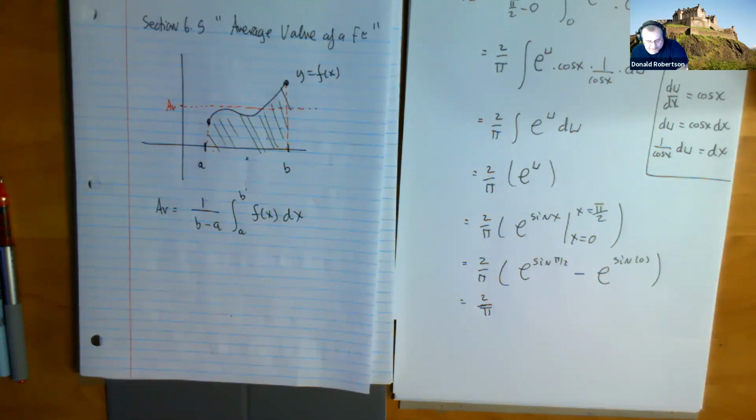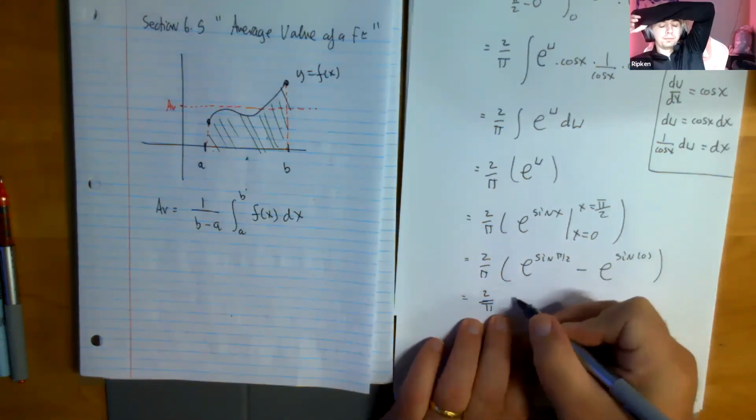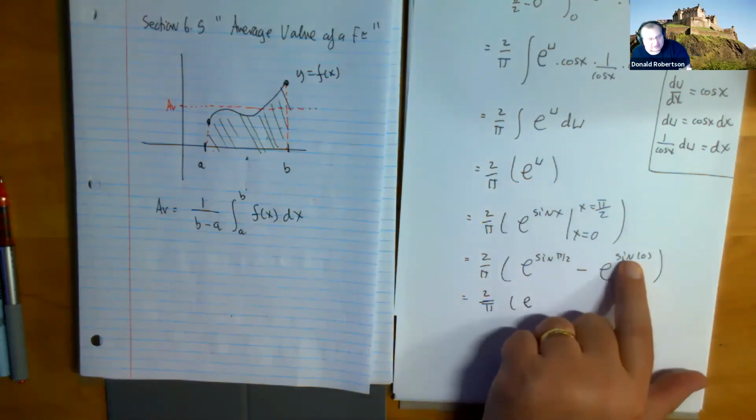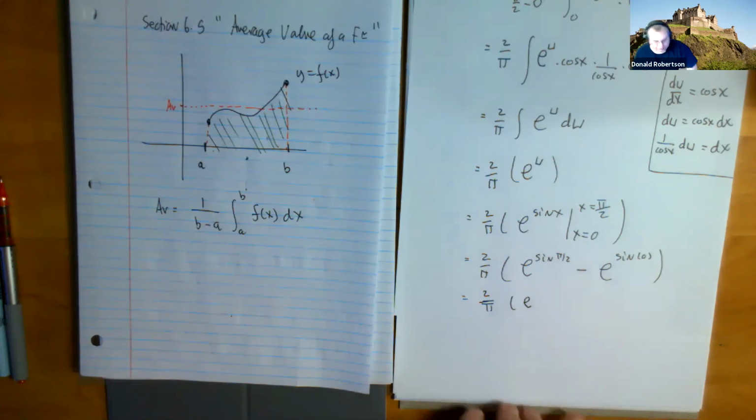What is the sine of pi upon 2? Because it is a number. 1. So isn't that basically e to the 1, which we typically just call e? And sine of 0 is 0, and isn't e to the 0 the number 1? So we take away 1, and we're finished. No decimals. Exact value, we're done.